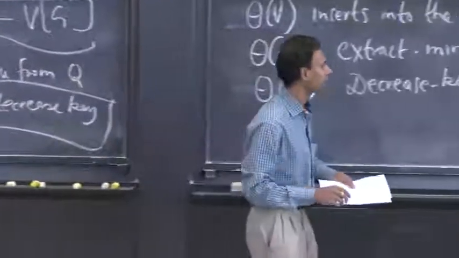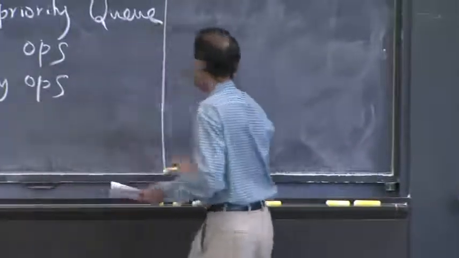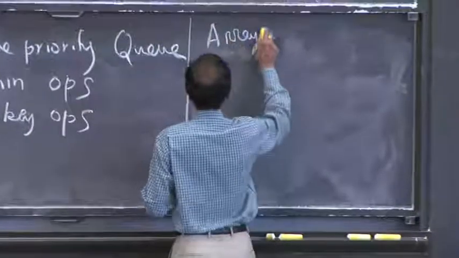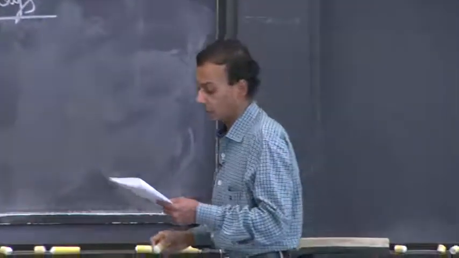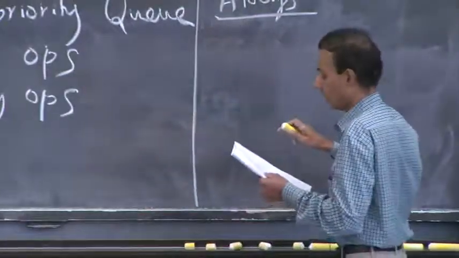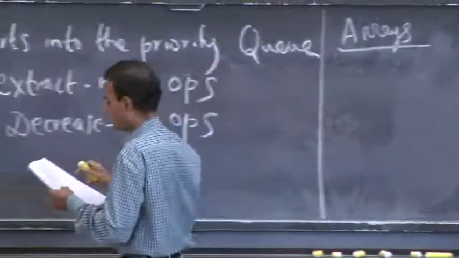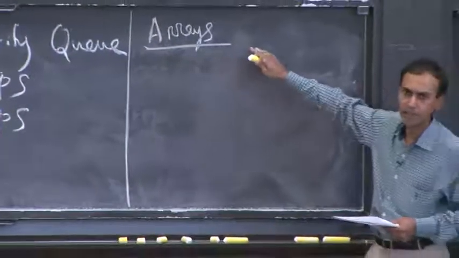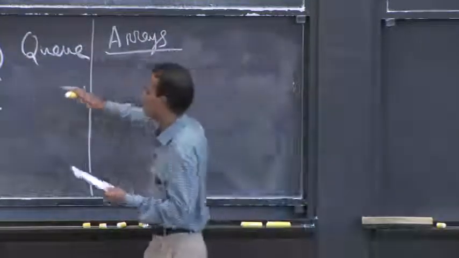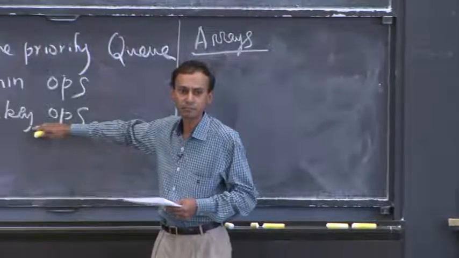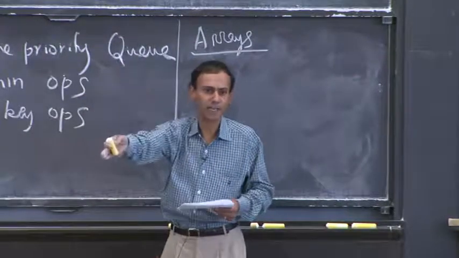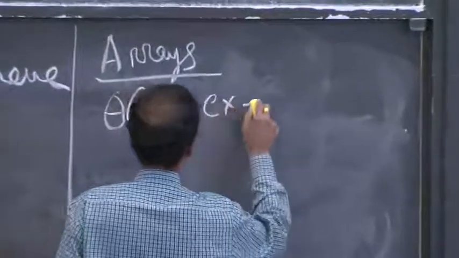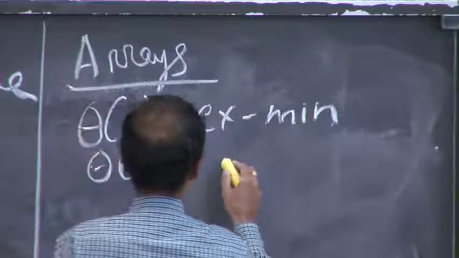And now you're a data structure designer, and you've got some choices with respect to actually implementing the priority queue. Let's look at the complexity of Dijkstra for arrays. So suppose I ended up using an array structure for the priority queue, then what do I have? My extract min, what is the complexity of extract min in an array? Theta V. And what's the complexity of a decrease key in an array? I just go access that element and I change it. It's theta 1, right? So I have theta V for extract min, and theta 1 for decrease key.